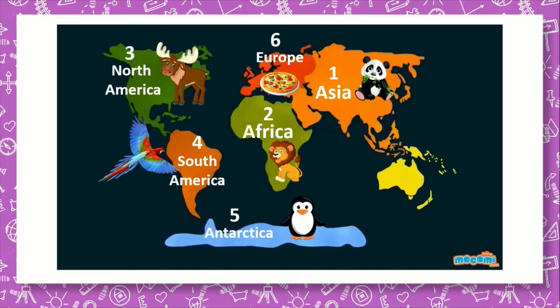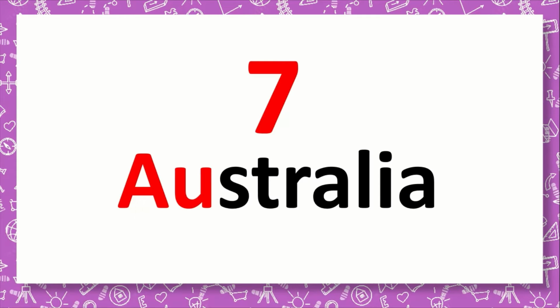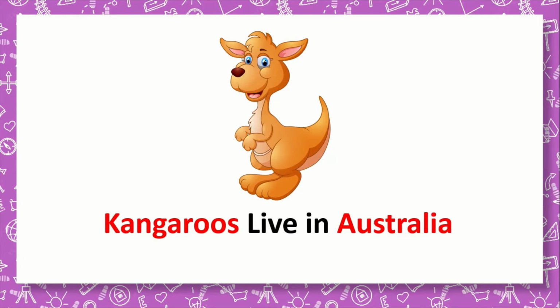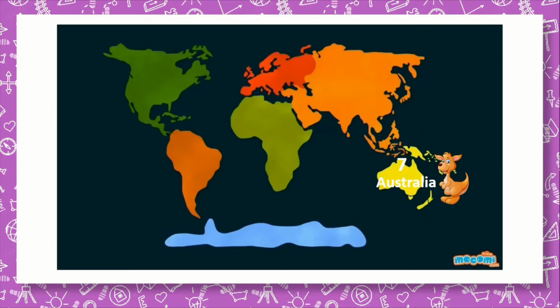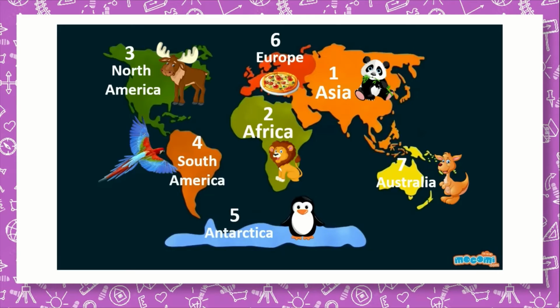And lastly is what? Number seven, Australia. Australia with the AU. Australia. Kangaroos live in Australia. Here is Australia, number 7. Australia, where the kangaroos live, is the yellow small part. It is the smallest continent, Australia.